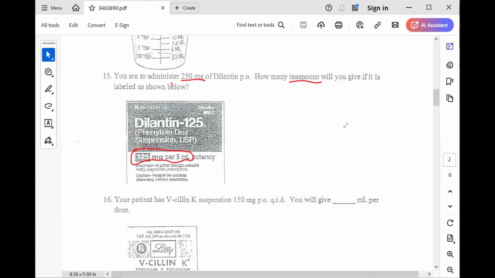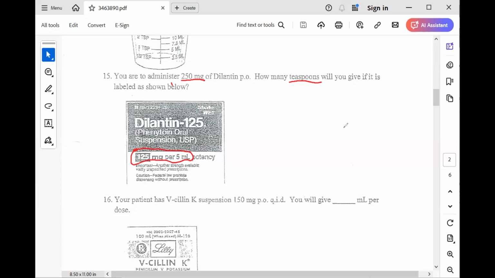Now, this one tends to get missed. Not because you chose the wrong answer, but because you're using the wrong units. Most students will answer this correctly, 10 milliliters, but it gets marked wrong because they want you to tell them that it's 2 teaspoons. So I'm going to show you 2 ways to answer this. I'm going to show you the long way, and I'm going to show you the short way.